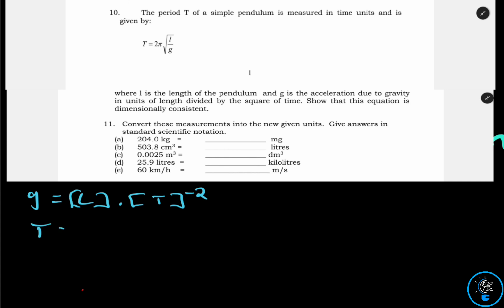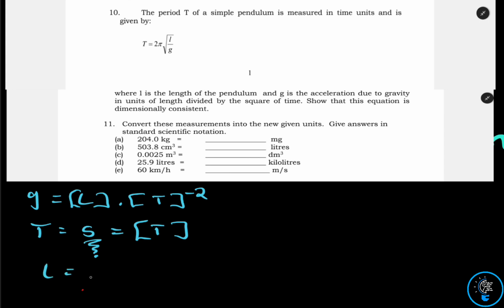So we are given T. We are told that it's the period of a pendulum. The period of a pendulum has units of seconds, so it will be T. Remember, if you know the units, it's easy to write the particular dimension, its dimensional formula. The unit is second, so we can just say its dimensional formula is T.